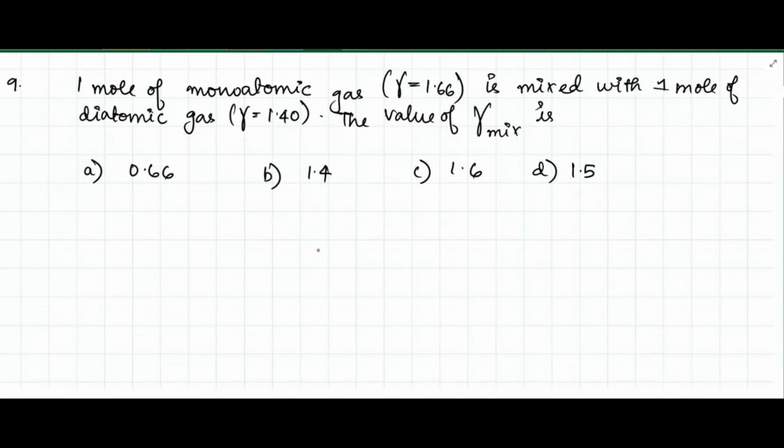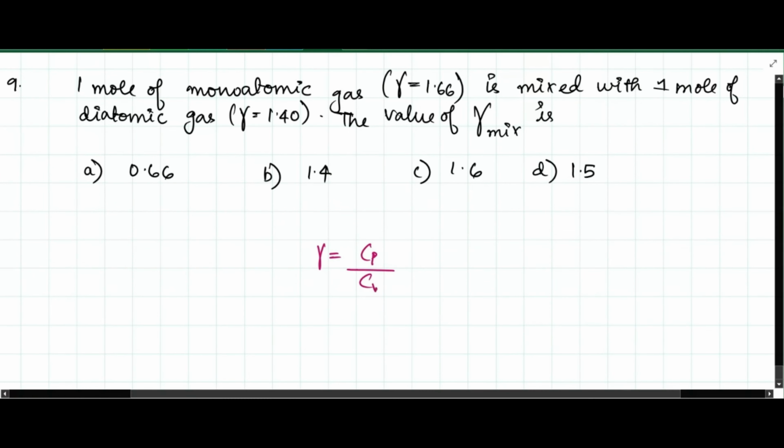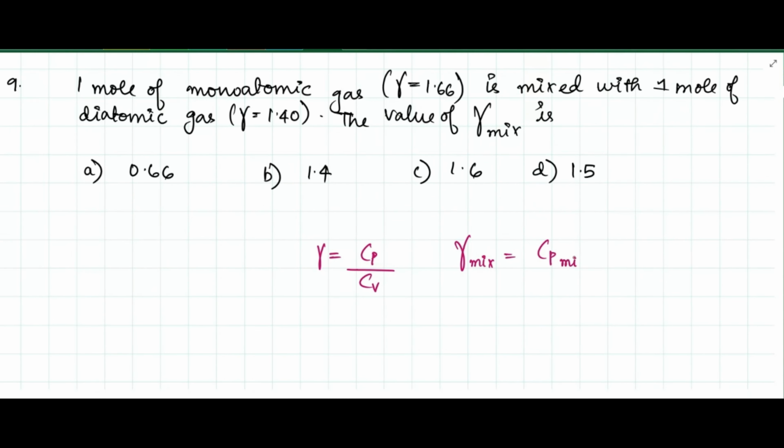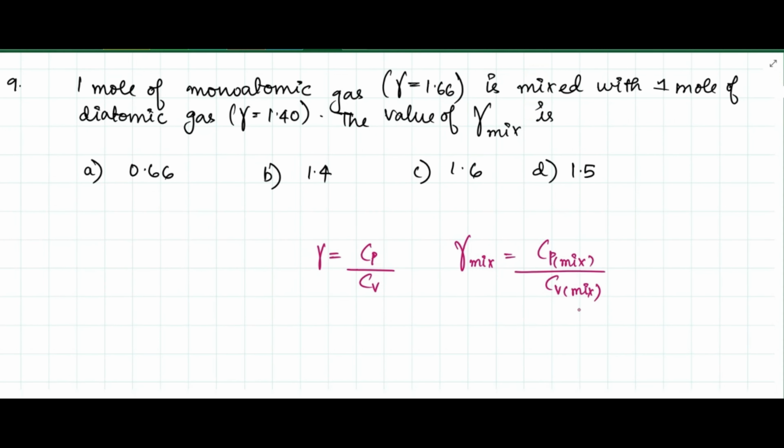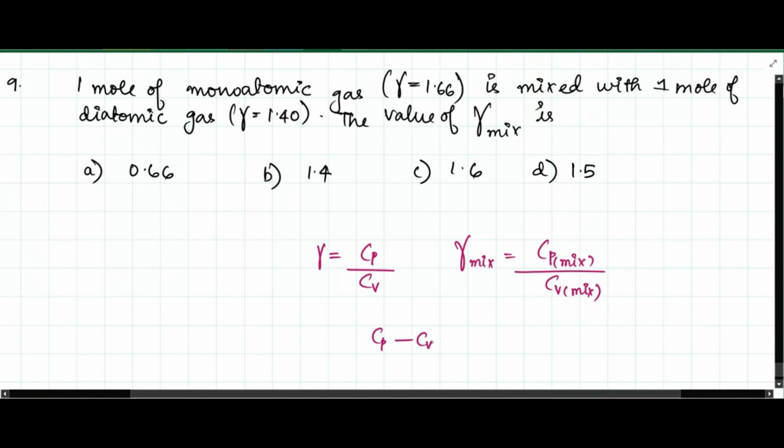Gamma is the ratio of Cp by Cv. Here what is asked is gamma mix, which is going to be the ratio of Cp mix divided by Cv mix. Correct? So we have to find Cp and Cv. What is the relation between Cp and Cv? Cp minus Cv is equal to R. Okay? We are going to work with these relationships.